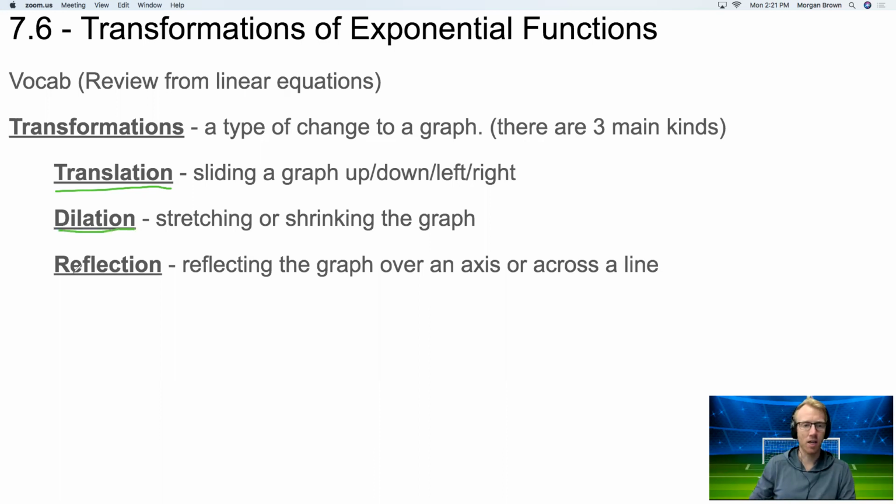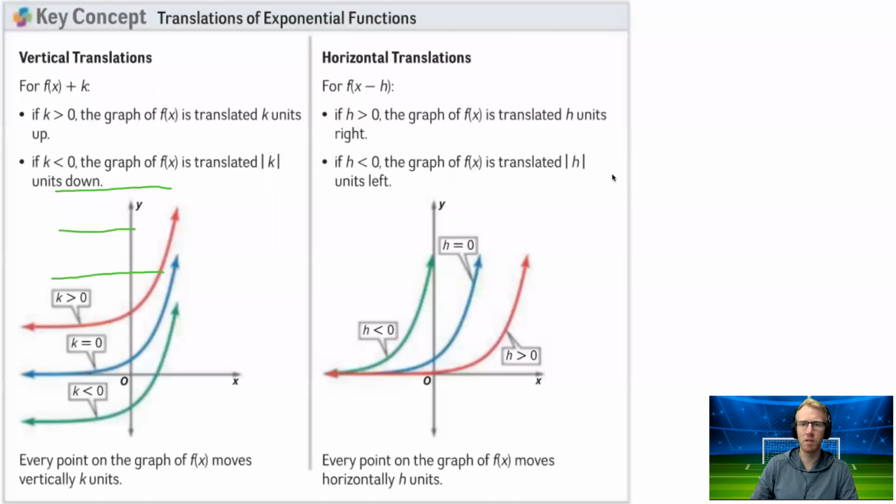Dilations, again, is going to be stretching them out taller or squashing them down shorter, both vertically and horizontally. That's dilations. And then the last one, just like before, is called reflections. And that's where you reflect it over an axis. So from left to right and right to left, or from up and down to down and up. So without further ado, we'll jump into this and we'll do a little bit of a reminder.